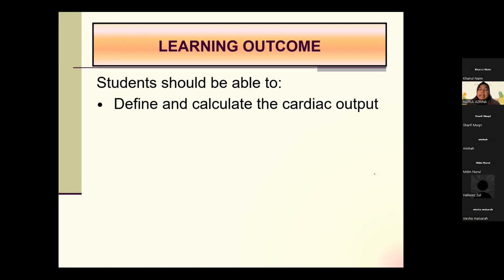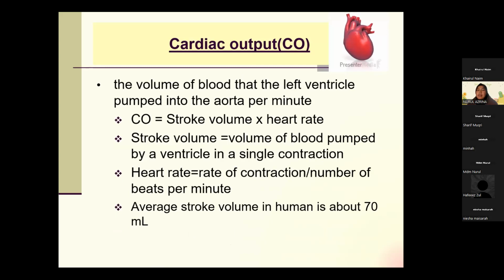Okay, finish with cardiac cycle, heart murmur. Okay, now we go to calculation, define and calculate cardiac output. So what is cardiac output? Okay, what is cardiac output? So cardiac output is the volume of blood that the left ventricle pumps into the aorta per minute. Right, so we focus on the left ventricle because it pumps the blood to the rest of the body via the aorta per minute. So the volume of blood pumped by the left ventricle per minute, we call it cardiac output.